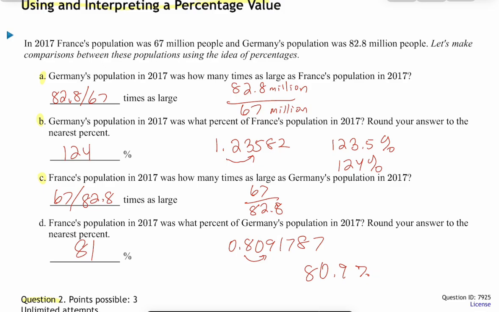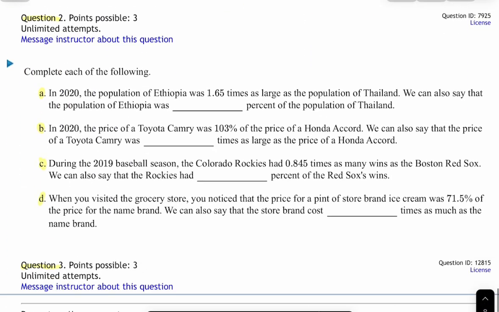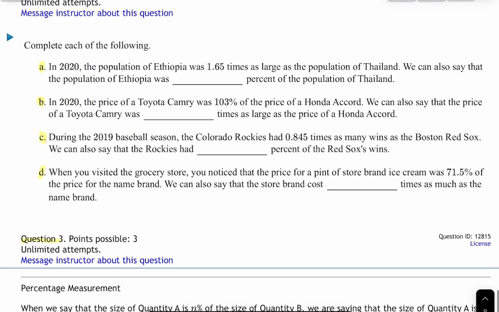Does that make sense how that worked? Okay, everybody good with the population problem? Okay, now let's move to this problem. It says complete the following.